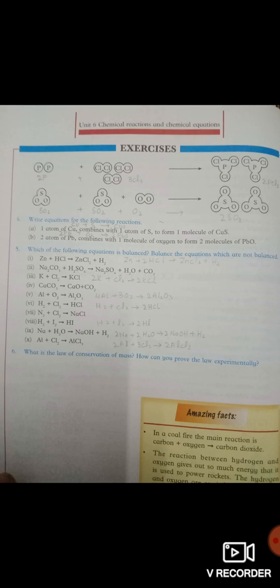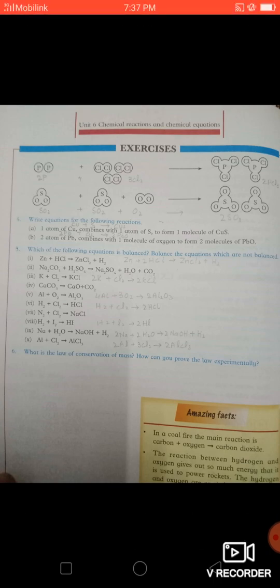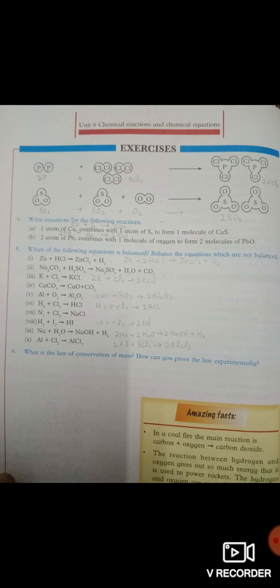Question number 5, which of the following equations is balanced? Balance the equations which are unbalanced. Number 1, zinc plus HCl tends to ZnCl2 plus H2. We have to write the equation Zn plus 2HCl tends to ZnCl2 plus H2. You have to complete these 10 parts.